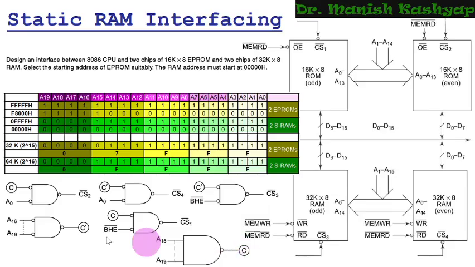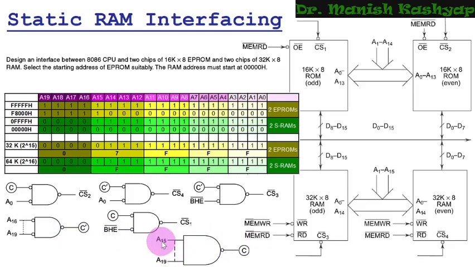Remember that the C and C complement are not the complement of each other, right? The C is a different signal and C complement is a different signal. They are not complement of each other, right? So this notation is a little misleading. The author should have written some other variables instead of C. So do not confuse them as the complement of each other, right?